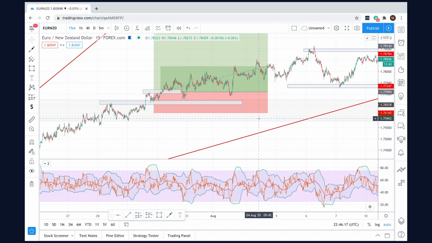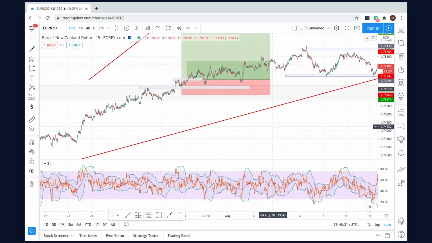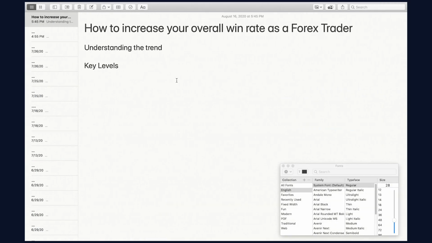Because it's always better to enter at these key zones instead of randomly entering at a random area on the chart. Look for those key levels, identify the trend, and try and get entries at those key levels. That's another thing that will help you increase your overall win rate. And another thing as well is, lastly, signal setup.